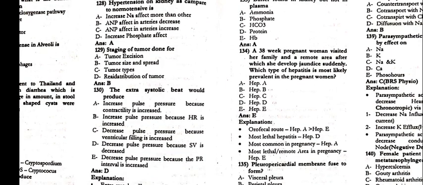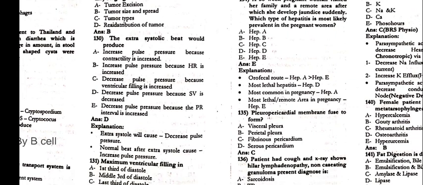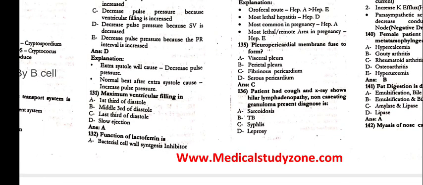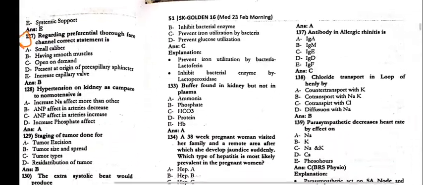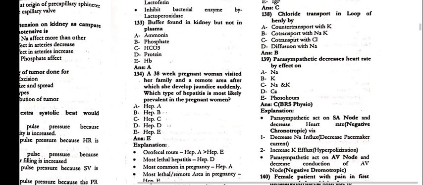Staging of the tumor is done for the tumor size and the spread. 130, the extrasystolic beat would produce delta, decreased pulse pressure because SV is decreased, stroke volume is decreased. 131, the maximum ventricular filling is in the first third of the diastole. 132, the function of the lactoferrin is Charlie, to prevent iron utilization by the bacteria. 133, buffer found in the kidney but not in the plasma is the ammonia.